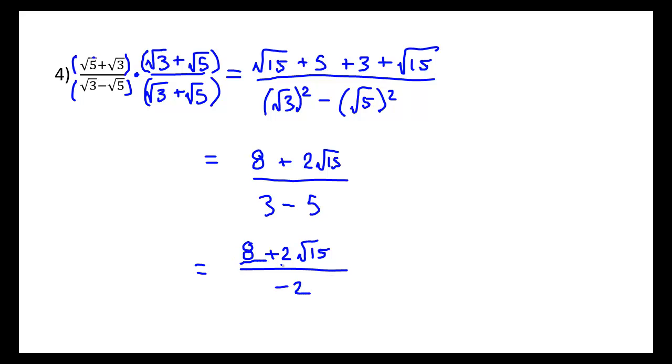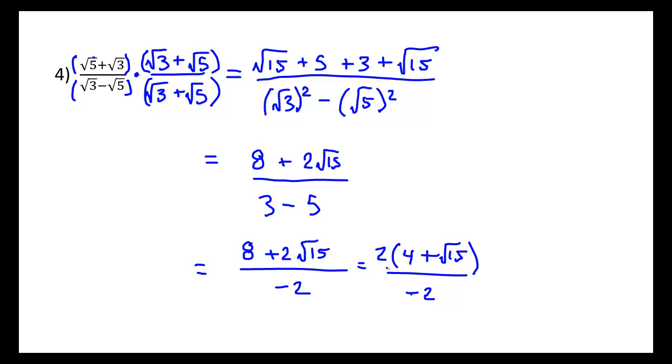But notice once again, all of these numbers that are not in roots have a common factor, and we can factor that out, namely 2. If I factor a 2 out of the numerator, I get 4 plus square root of 15 over negative 2. Now be really careful with this negative sign.